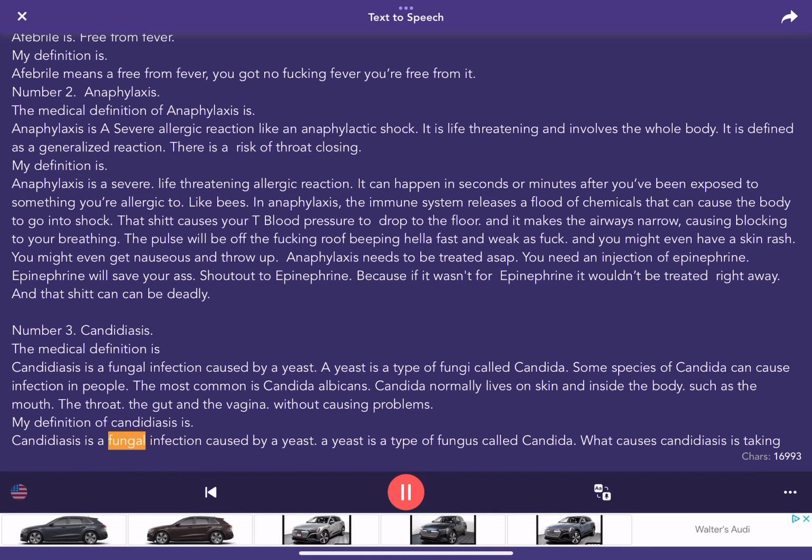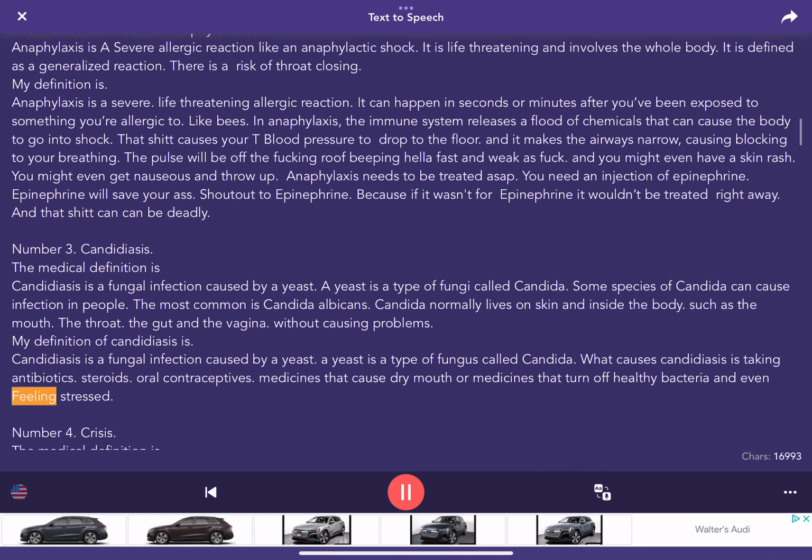My definition of candidiasis is, candidiasis is a fungal infection caused by a yeast. A yeast is a type of fungus called candida. What causes candidiasis is taking antibiotics, steroids, oral contraceptives, medicines that cause dry mouth, or medicines that turn off healthy bacteria, and even feeling stressed.